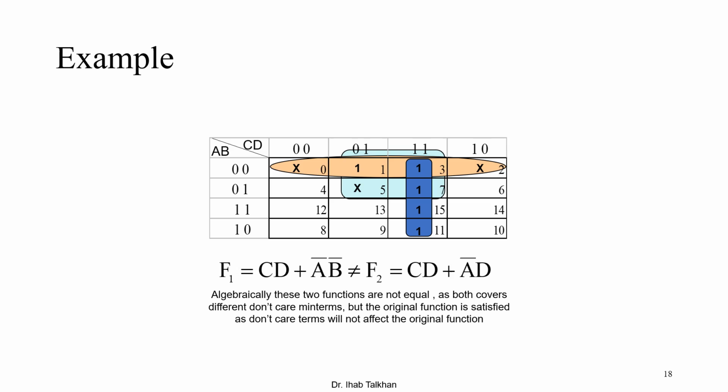Okay, as you can see what's written in this slide, algebraically these two functions are not equal, as both cover different don't care minterms, but the original function is satisfied, as don't care terms will not affect the original function. And this is an example of how to use the K-map.